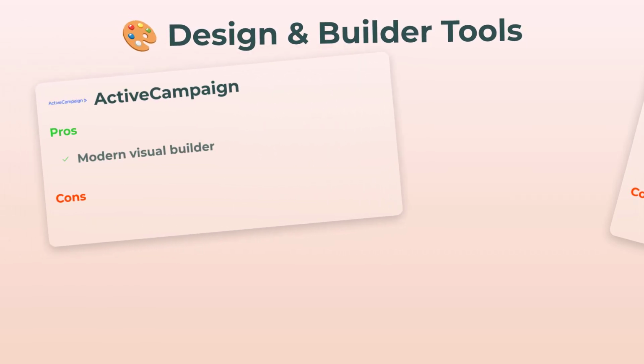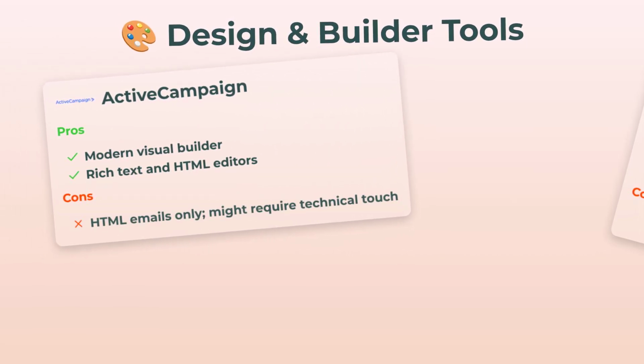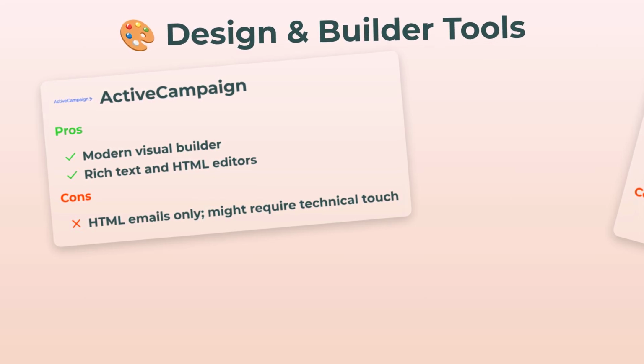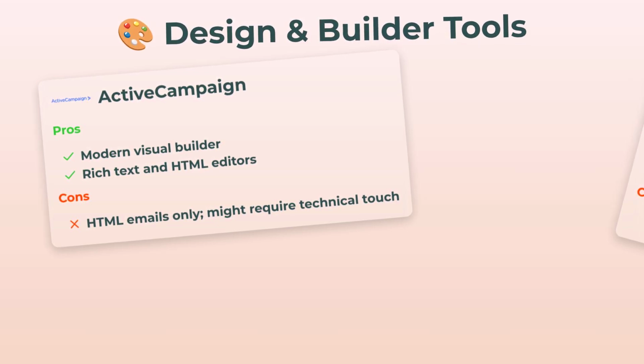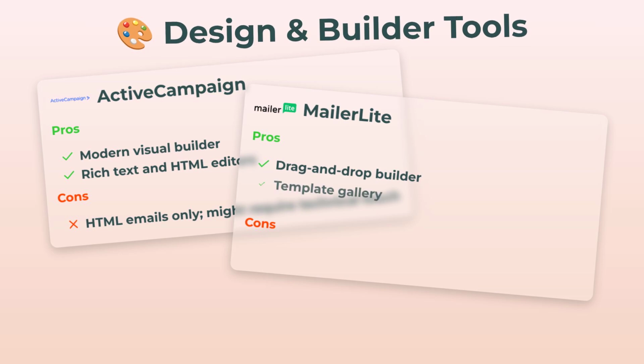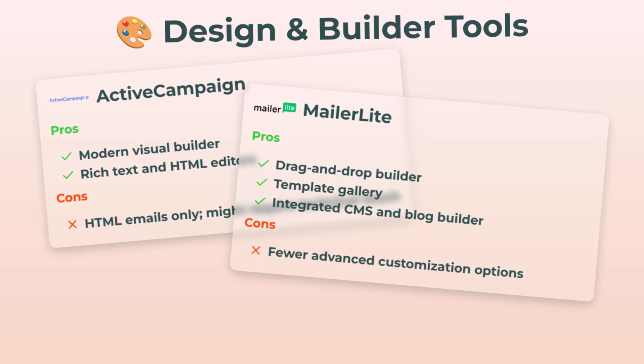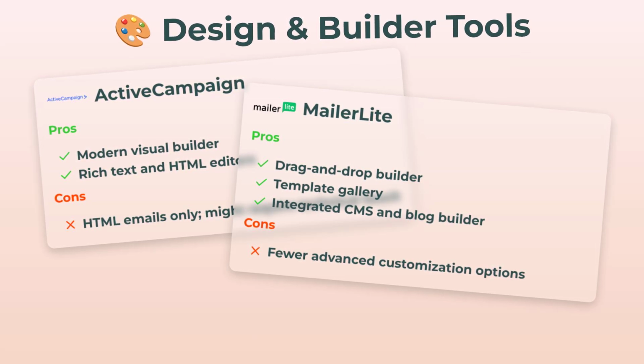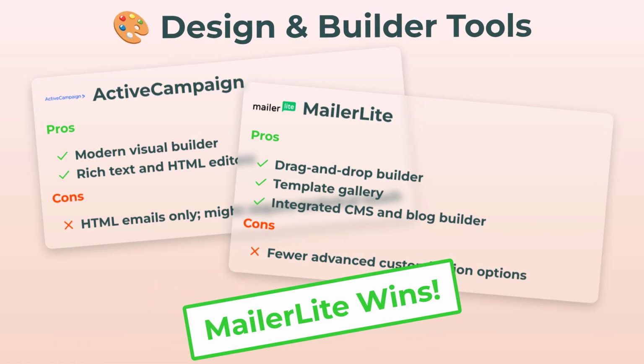Design and builder tools. ActiveCampaign offers a modern visual builder, and you can tweak with rich text or HTML, but it mostly sticks to email designs. Might feel a bit technical if you want fancy graphics. MailerLite, though, wow, drag and drop builder. Big template gallery, and even an integrated CMS and blog builder. It's actually kind of cool if you need quick design flexibility. For creativity and simplicity, MailerLite wins.